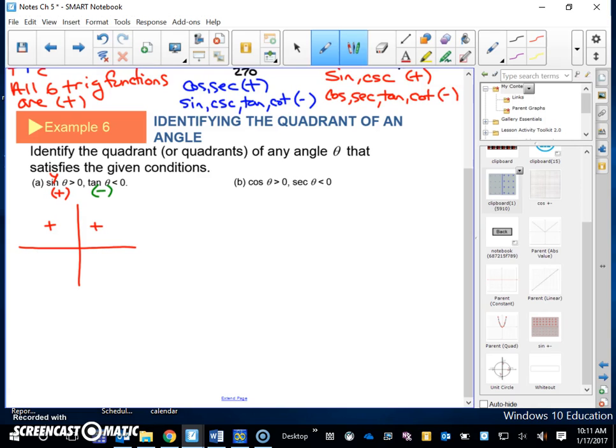That's a little bit harder to have memorized, but let's think about our saying. All students take calculus. I know tangent would be positive in the 1st and the 3rd, but that's not what they want. They don't want positive. They want where is it negative. Tangent is negative in the 2nd and the 4th. So put those 2 pieces of information together. We want to know where sine is positive and where tangent is negative. It looks like we're in quadrant 2.